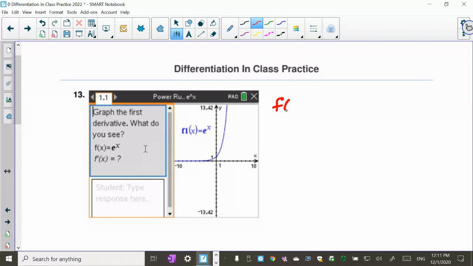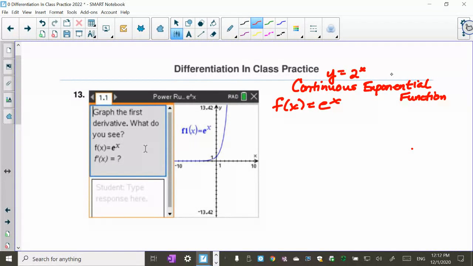So here's f of x equals e to the x, and e to the x is a continuous exponential function. And the cool thing about e to the x, it's 2.71 and it keeps going. So the graph of this is really in between the two functions, y equals 2 to the x and y equals 3 to the x. So it's an exponential function, but it's in between those two. And that's why it looks like it.